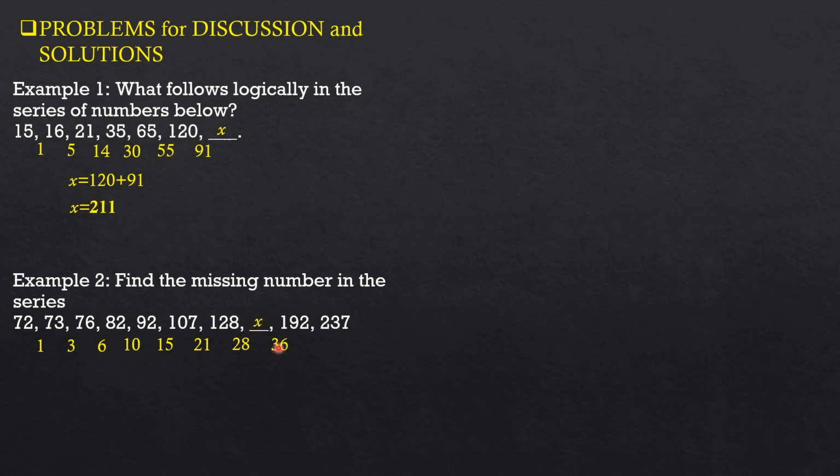Let's call that x, then 36. Then after 36 plus 9, 45. So that's why 237 minus 192 is 45. That proves that the differences between adjacent numbers are triangular numbers. Therefore, this missing number x is 128 plus 28, so it is 156. So that's it for example 2.